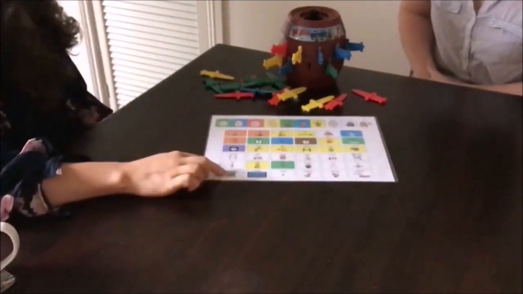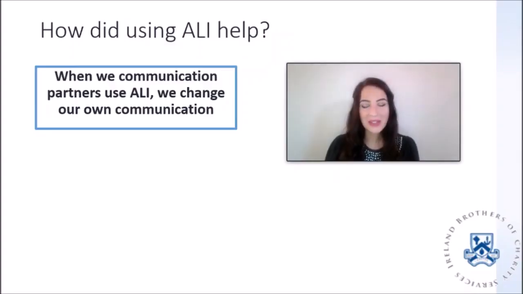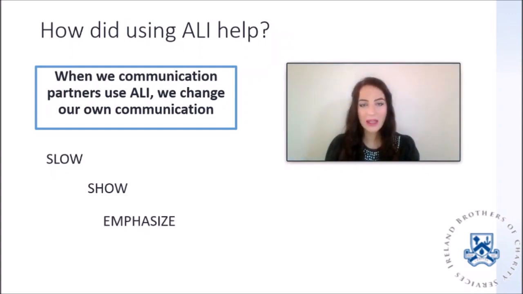Okay, we're finished. So in that video, I was using aided language input. I modeled a few important words such as get, put, and same. Aided language input is a really useful strategy because it helps the communication partner to modify their language. So it slows us down and makes us pause, which makes it easier for a language learner to understand what we're saying. We're also showing what we're talking about by pointing to the picture symbol, and we're emphasizing the keywords in our sentence by pointing to them.